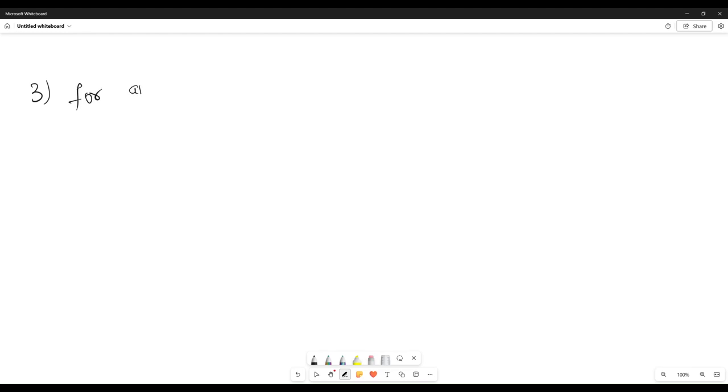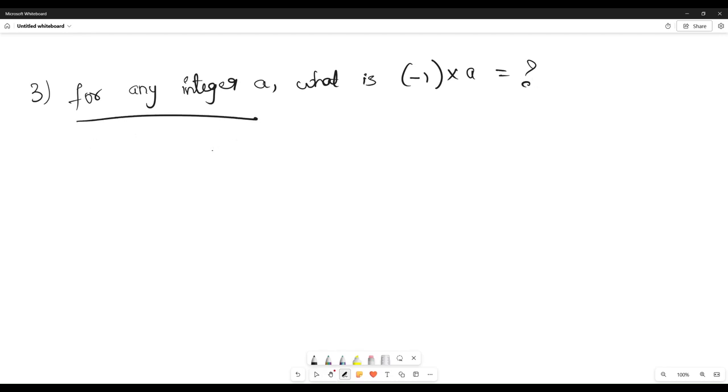What they given: for any integer a, what is minus 1 into a? They're asking for any integer a, what is minus 1 into a? Okay, we know negative into positive is always negative. So 1 into a is a, which is minus a. This is the answer for the third one.